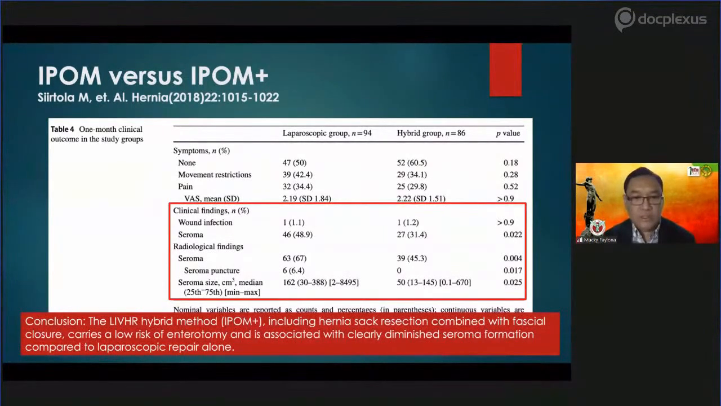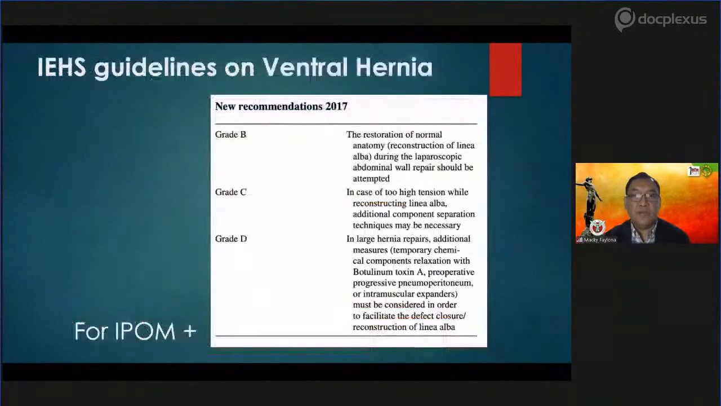So the conclusion in this study is that when you resect the hernia sac and combine this with fascial closure, it actually carries a low risk of enterotomy and, of course, a diminished seroma formation compared to the laparoscopic repair alone. So what does the guideline, grade B, say? When you restore the normal anatomy, it's actually recommended if you can do it.